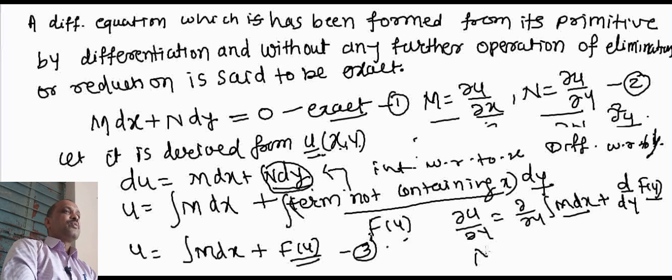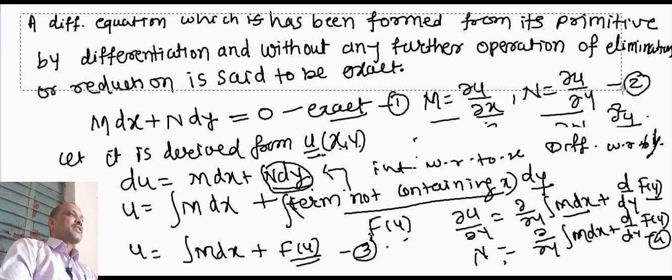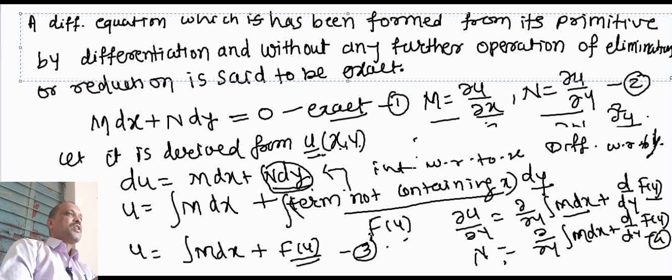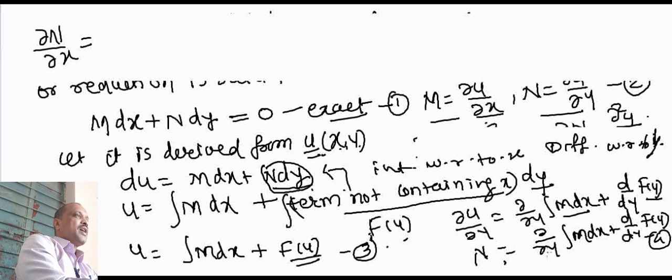Look at this, what is del u by del y? Del u by del y equal to n. Here n equals del by del y of the integration of m dx plus d by dy of capital F of y. This is equation number 4. Now, friends, let us differentiate this once again with respect to x.